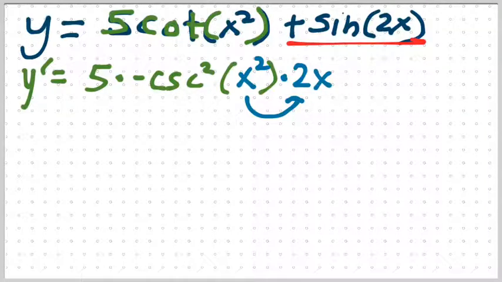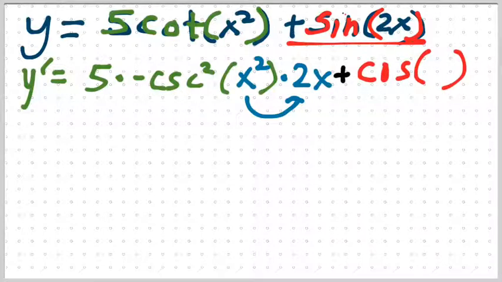Plus, dealing with the other part of the problem, which I haven't really looked at until now, the derivative of sine of something. Sine of something, the inside part, once again, chain rule. So sine of something in red is cosine of something. In this case, that something happens to be 2x, times the derivative of that inside part, which is 2.